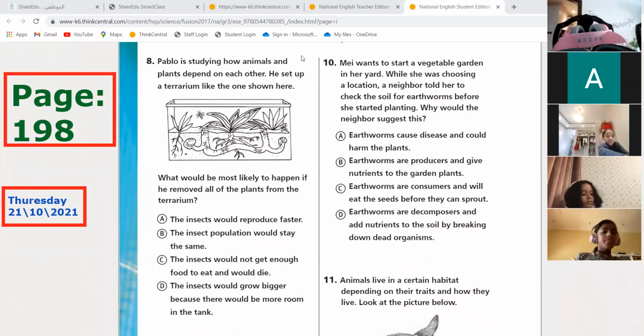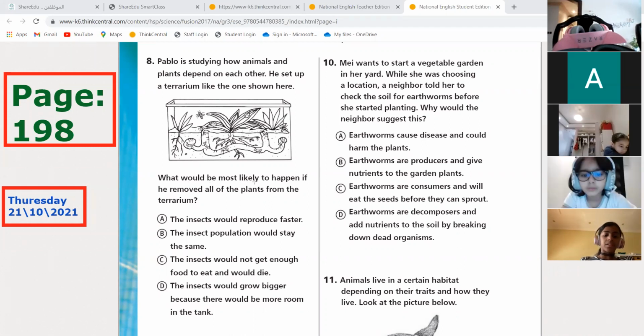Okay, so Pablo is studying how animals and plants depend on each other. He set up a terrarium like the one shown here. What would be most likely to happen if he removed all of the plants from the terrarium?